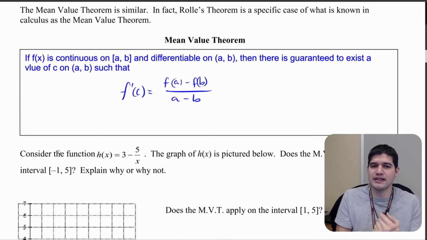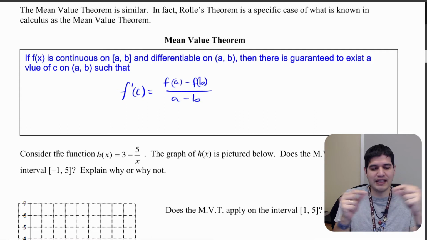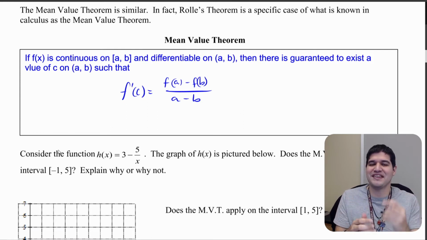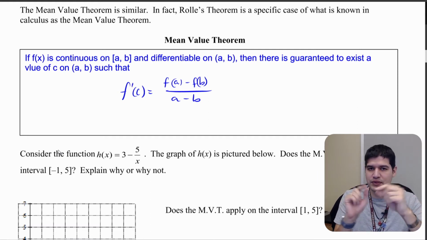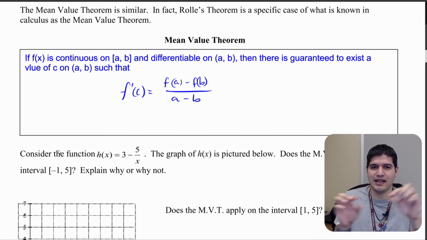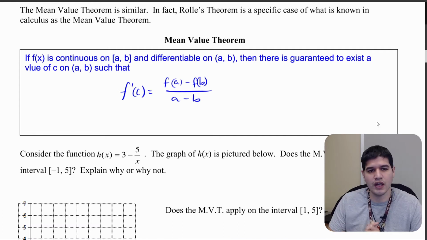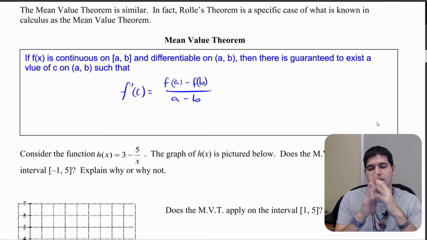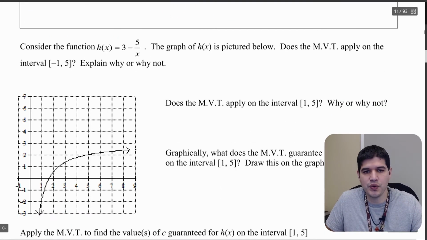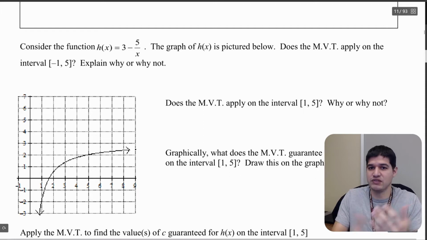So what that means essentially is that if you find a secant line between 2 points, there's a guaranteed value, as long as it's continuous and differentiable, in between those 2 points where the derivative is equal to that secant line, that average rate of change. And so we're going to take this idea, this mean value theorem, and start applying it to this function in this video.